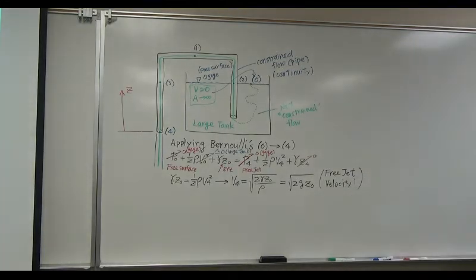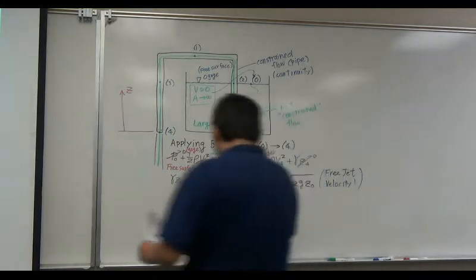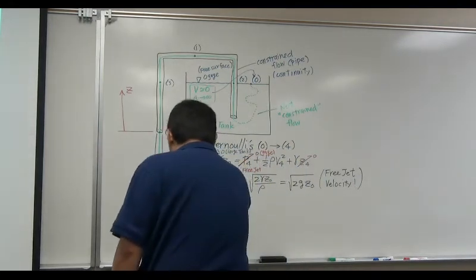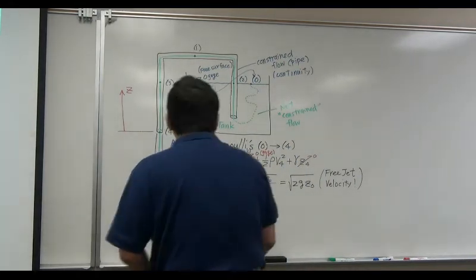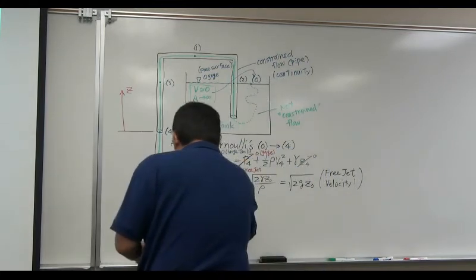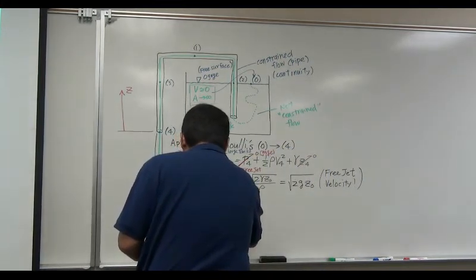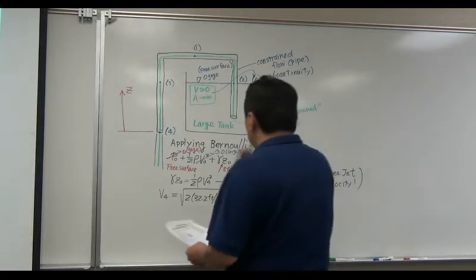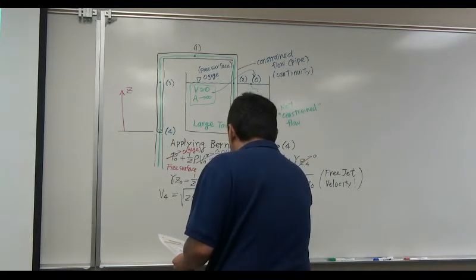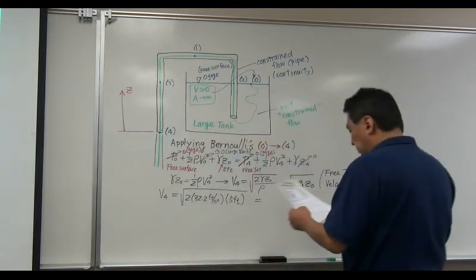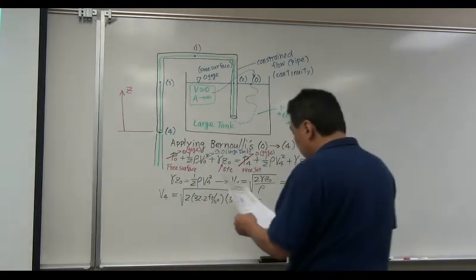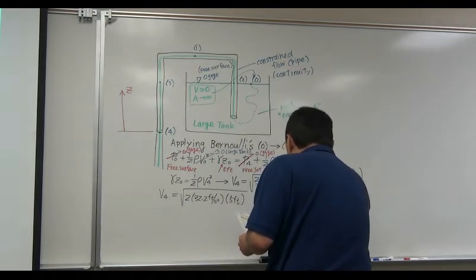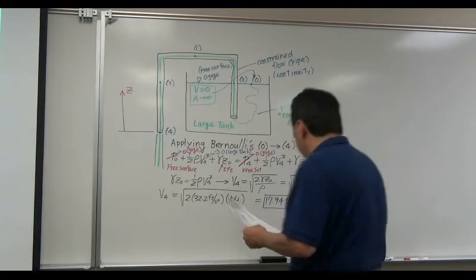So let's just go back and continue. That means the free jet velocity right here, V4, is the square root of 2 times 32.2 feet per second squared, assuming this is the standard sea level gravity, and then 5 feet. So this is going to give you a free jet velocity of 17.94 feet per second. Okay, it's good.